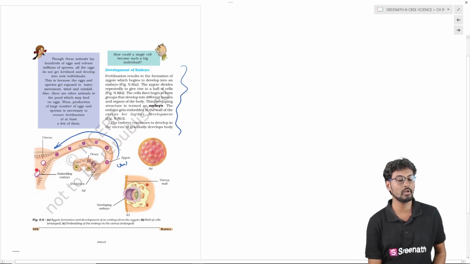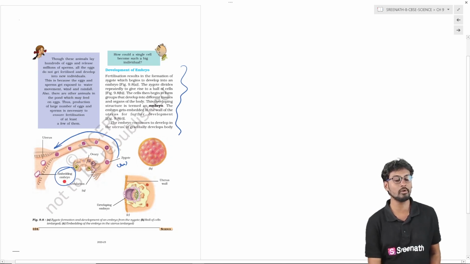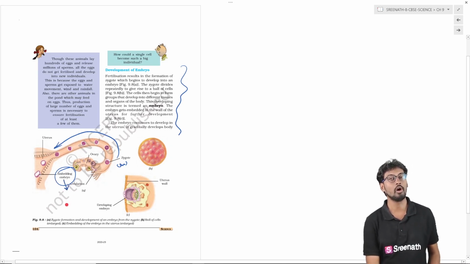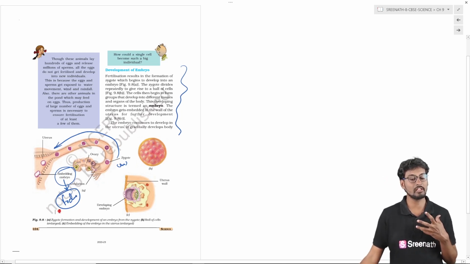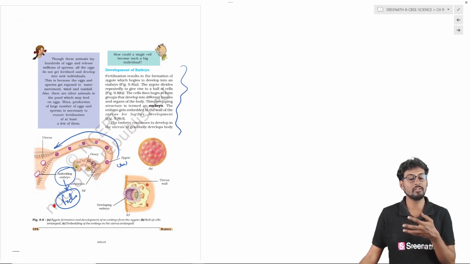And this uterine wall is where we can see the embedding of the embryo. This embryo further develops and leads to the formation of the fetus. The fetus is formed as a result of the development of the embryo, and as months pass, we can see further development of the fetus, leading to the formation of the baby.